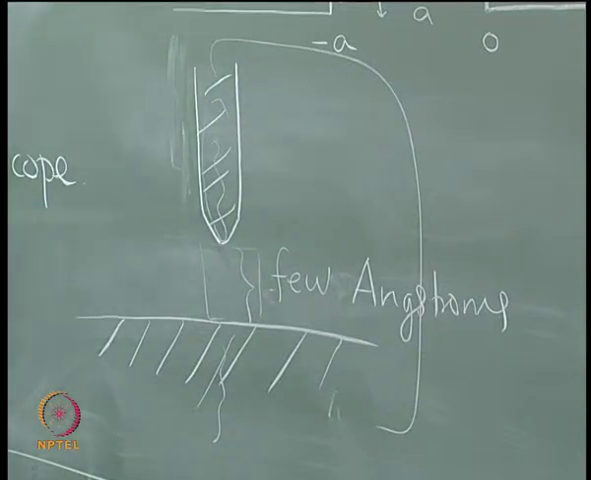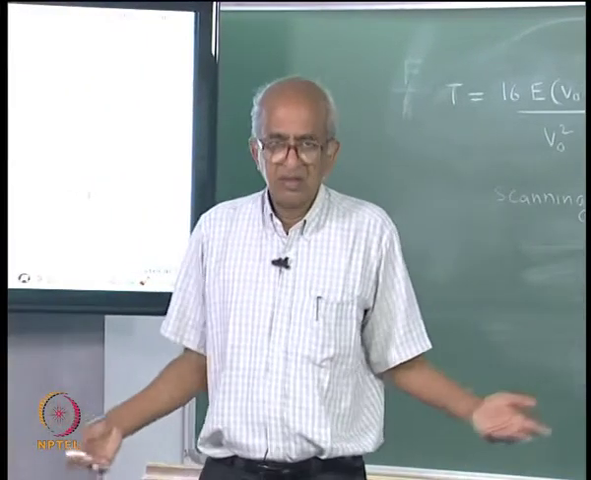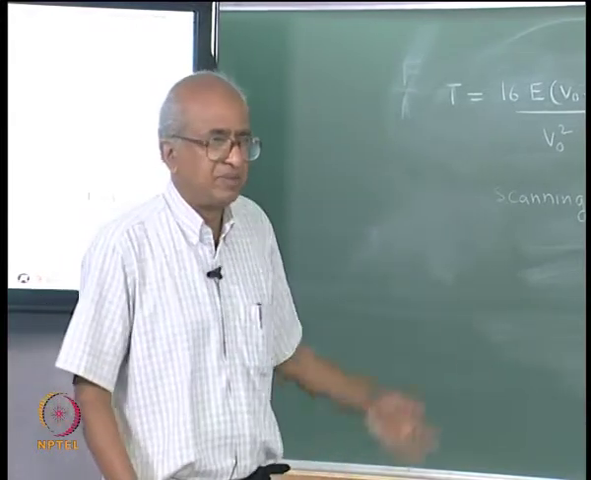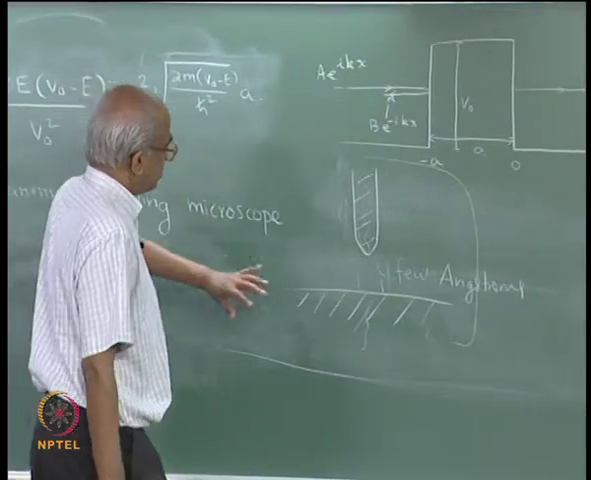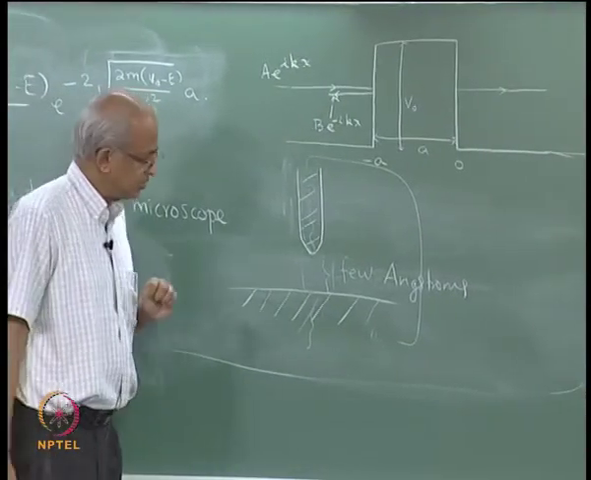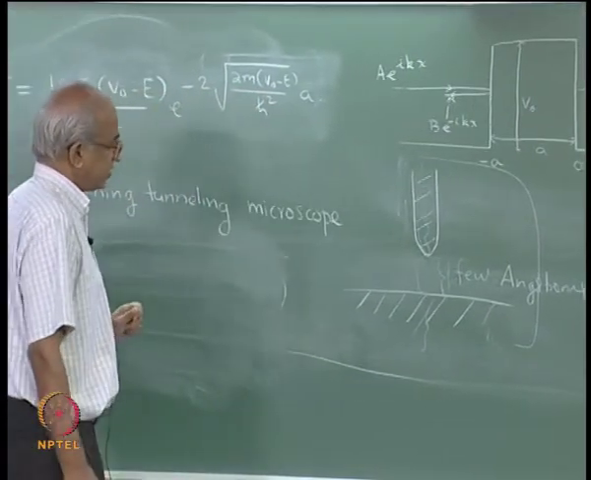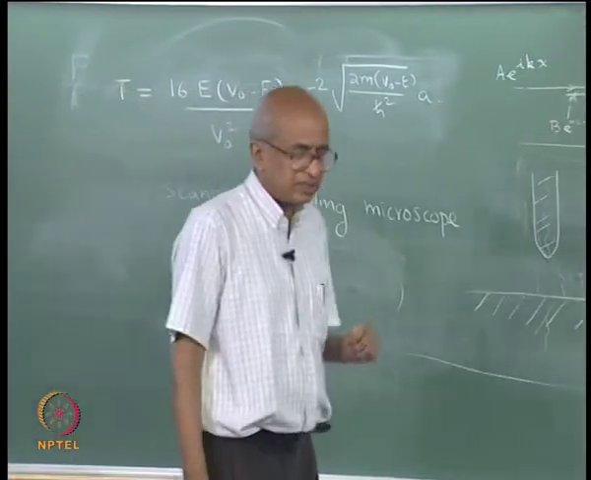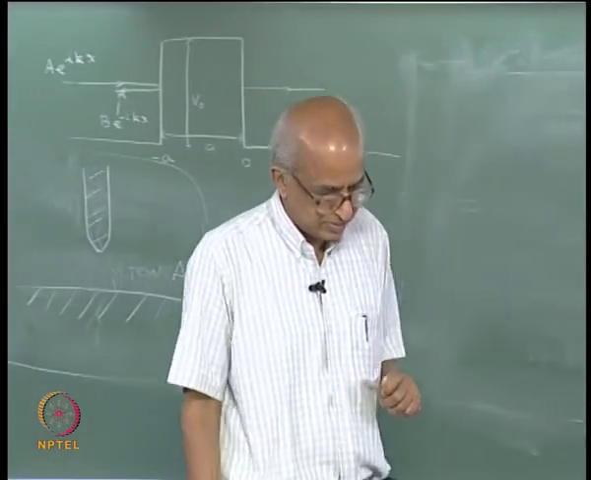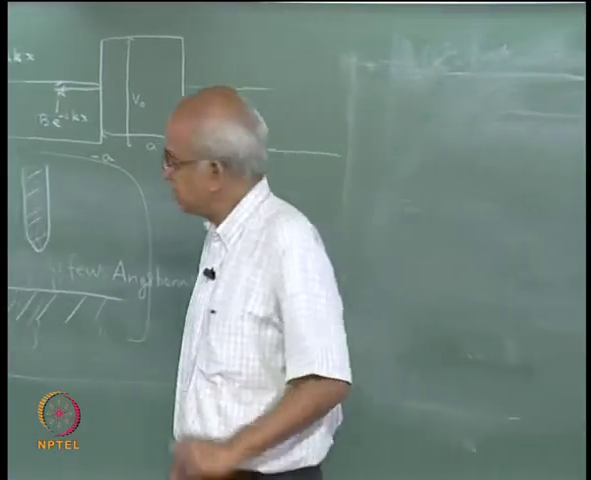If you apply a potential difference, you can observe a current because of this tunneling process, and this is a technique that is immensely useful in surface science. So, this is one application, and the other application that I would like to mention is in enzyme kinetics.